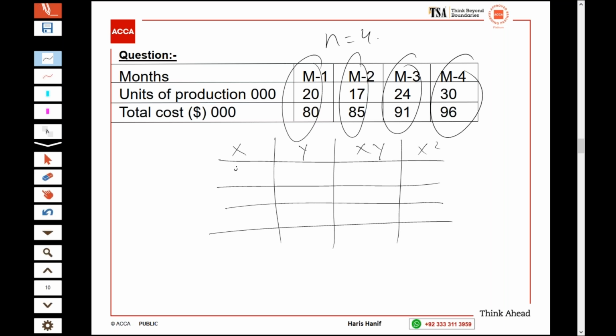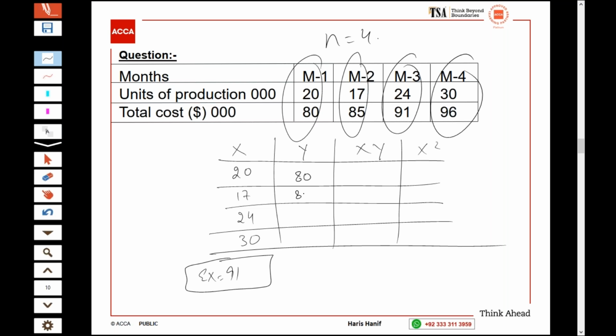So first of all, take the x. That's 20, 17, 24, and 30. Summation of x is 91. What is y? 80, 85, 91, and 96. That is summation of y, 352.